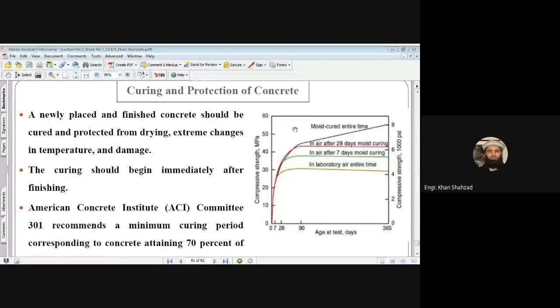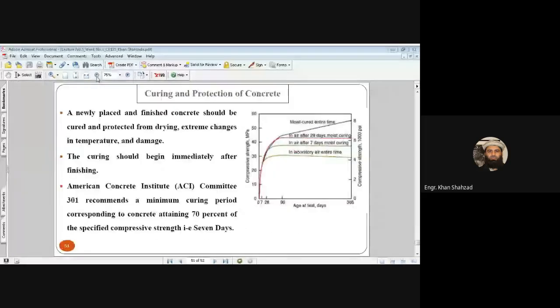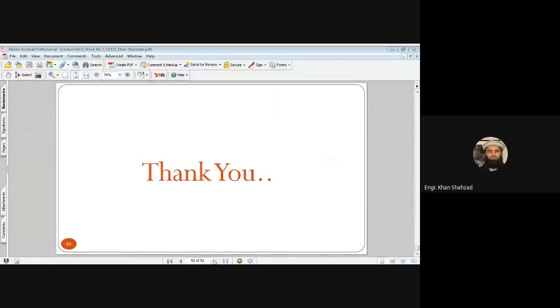So covering plays a very important role in the strength development of the concrete. याद रहेगा बेटा, आप लोगों ने covering जरूर करनी है. If you can't spray water for 7 days, then you can use curing compounds. If you are using a curing compound, then there is no need of the covering. If you have any question, you can ask.